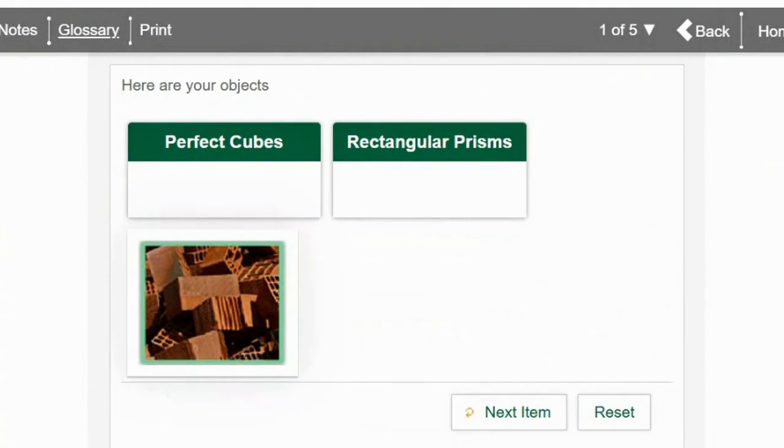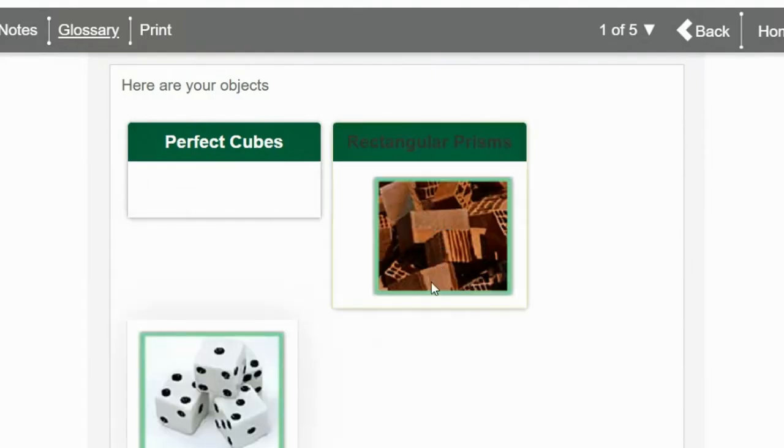Put this in the chat. Yes or no? Is this a perfect cube? All you got to put is yes or no. Nope, you're quick to say no. Bricks are not perfect cubes. Yeah, we've seen bricks. They are not cubes. They are not the same length, width, and height. So that's just a rectangular prism.